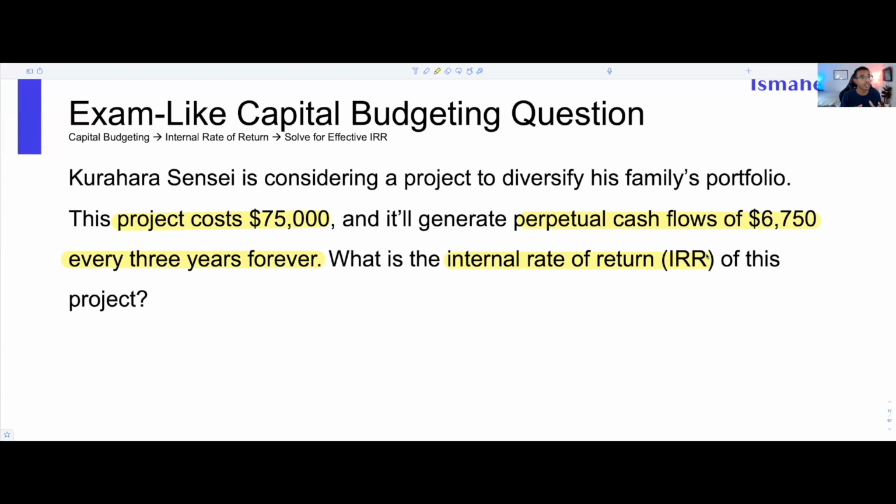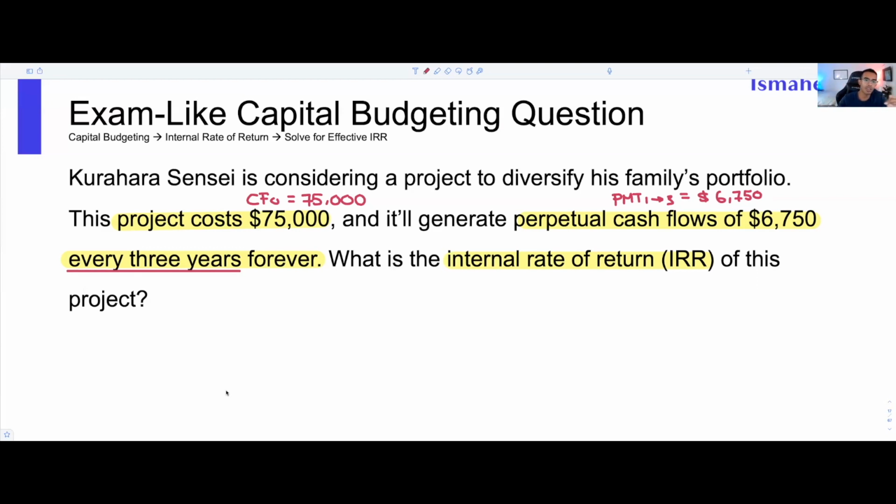But in this case, our given K will be interesting because it's a specific one that's going to span 3 years, but we want the K that spans 1 year. You'll see what I mean in just a second. So our CF0 is equal to $75,000, and our perpetual cash flows will be payment 1 to 3 is equal to $6,750. And remember, this is happening every 3 years. Some important stuff. So what is the internal rate of return of this project?